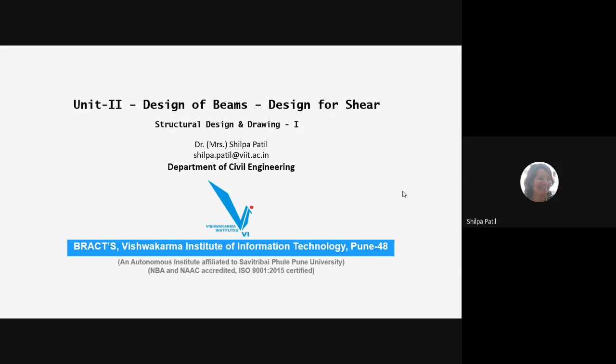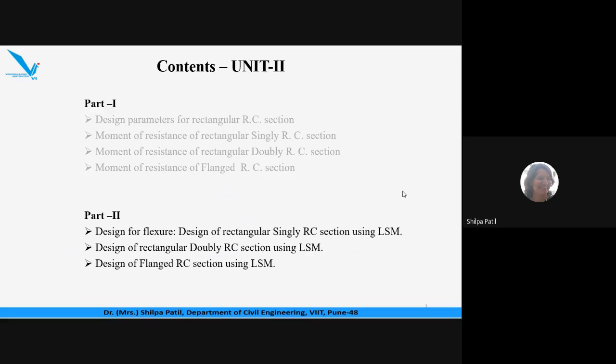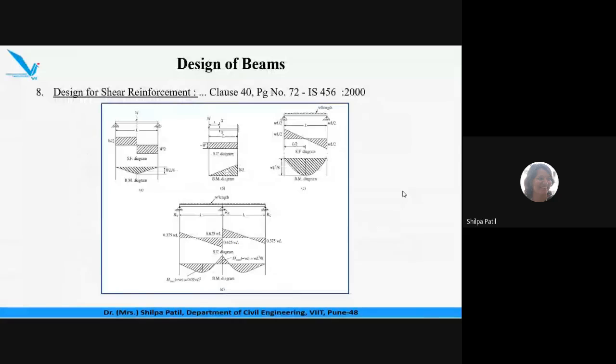And the next part is the design of shear reinforcement. Design of shear reinforcement, or design for shear, is an integral part of design of beam. When you design any particular beam, you have to consider the design for shear also. Now, if you look into the syllabus, the design for shear is included in the third unit. So I'm starting that part now from your third unit, that is design for shear reinforcement, because without design for shear reinforcement, the design of beam cannot be completed. So let us start with the design for shear reinforcement.